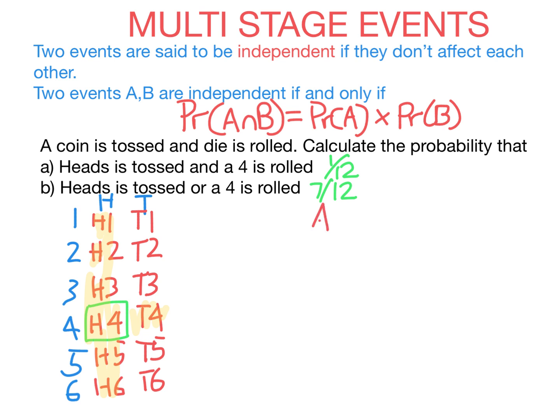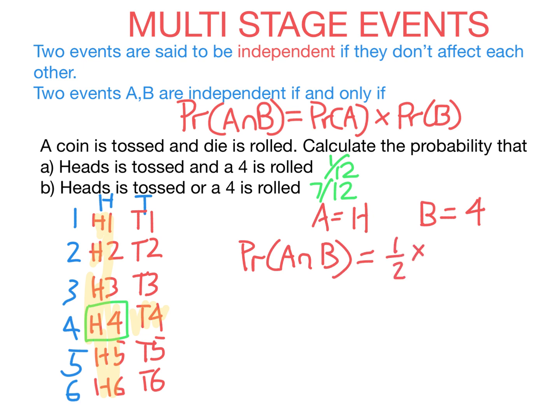So we could let A be the event that I toss a head and B the event that I roll a 4. The probability that both occur, that I toss heads and roll a 4, is just the probability of heads, which is a half, times the probability of rolling a 4. The probability of rolling a 4 is 1 over 6, and I get 1 over 12. Note I got the same answer here.